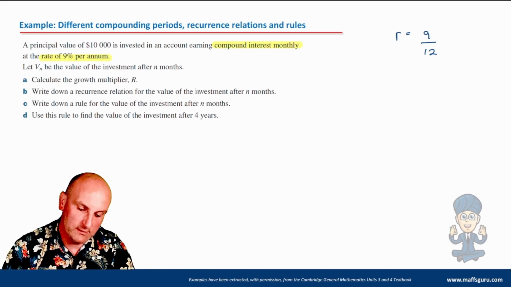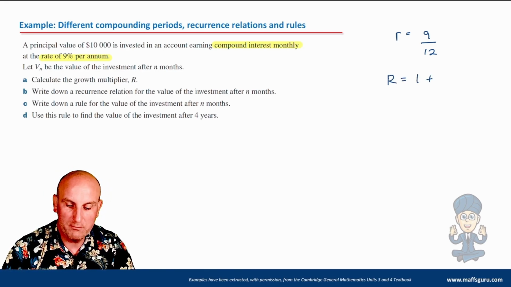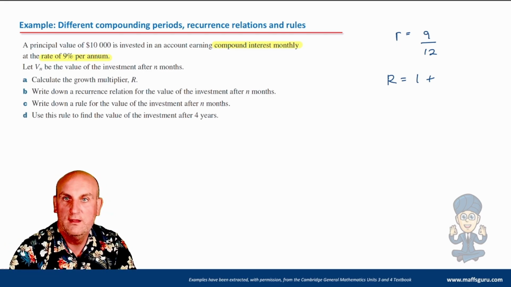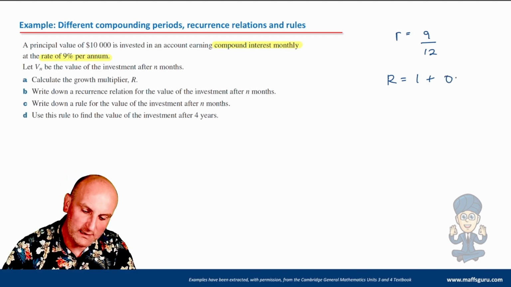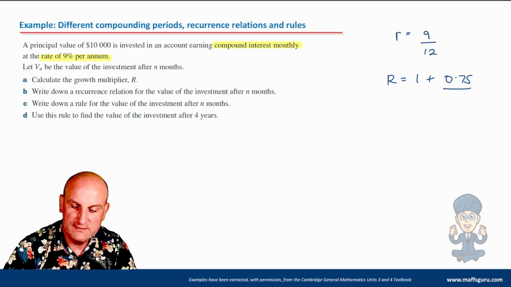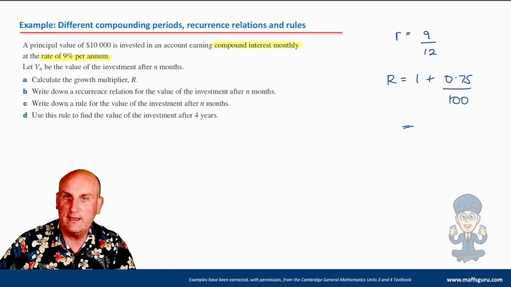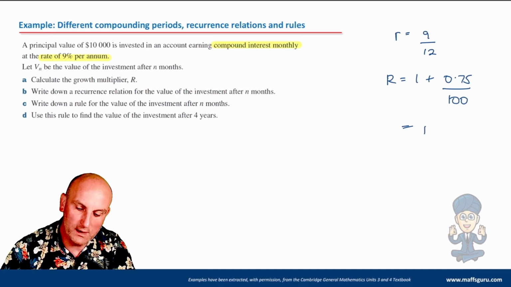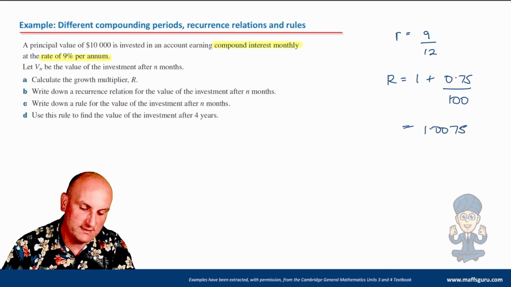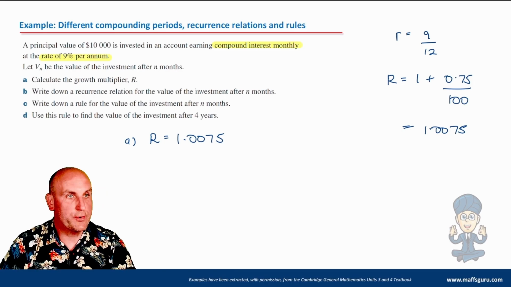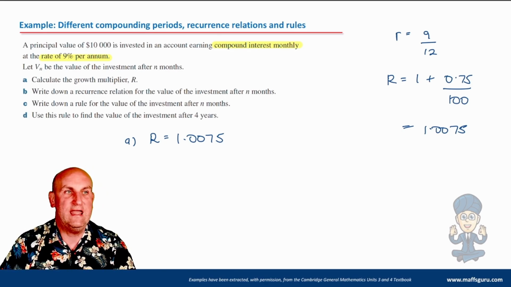So looking at part A, my capital R is going to be 1 plus... Well, again, not doing this on screen because hopefully you are happy that you can put 9 on 12. Gives me 0.75. So 9 divided by 12 is 0.75. That's my little r. Divided by 100. Again, put that into my calculator: 1 plus 0.75 divided by 100 gives me 1.0075. So the answer to part A is that R is equal to 1.0075. Next, write down a recurrence relation for the value of the investment after n months.